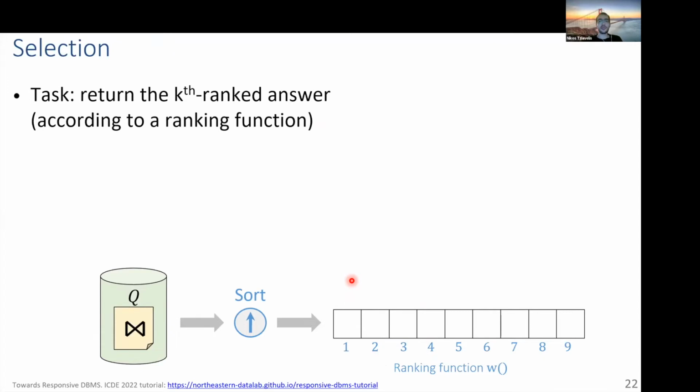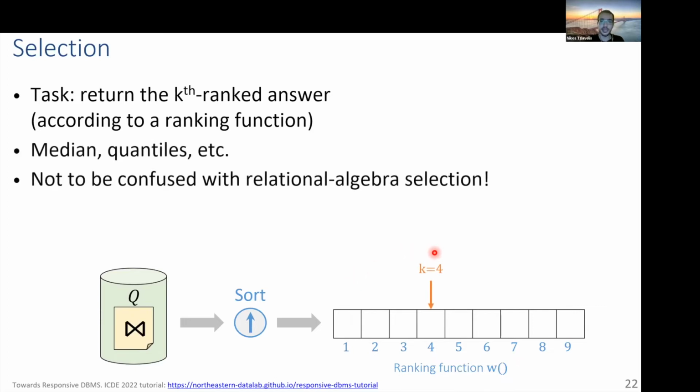Selection is the task where we want to find the query answer at some specific position of the array, for example, to find the median or some quantiles. Now, the naming of selection is quite unfortunate because it can be confused with relational algebra selection in the database world. But unfortunately, that's the name we have from classic works on linear time median finding, and so on.